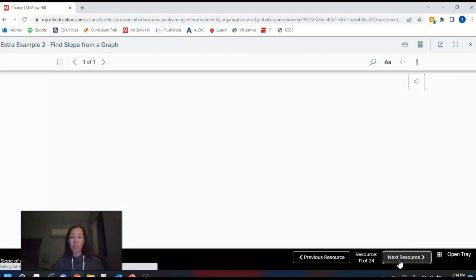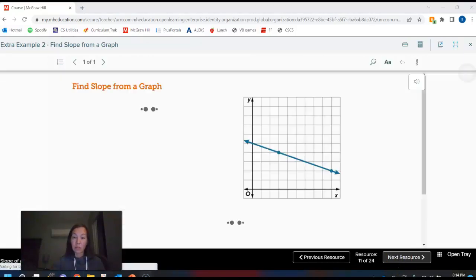Let's look at another one. So here, to get from this point to this point, we would go down 2, so negative 2, and we would go 1, 2, 3, 4, 5, 6. Yes, 6. So negative 1/3 would be our slope. And again, we should know right away that the answer is going to be negative just based on the direction the line is going.